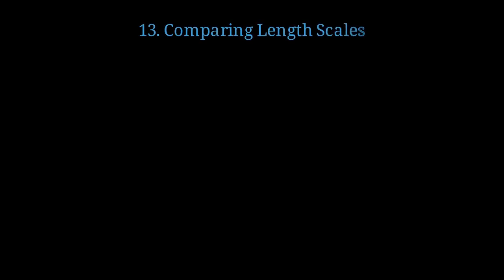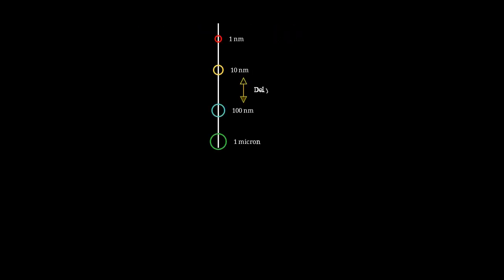Let's compare the relevant length scales to understand when these effects matter. The Debye length typically falls between 1 and 100 nanometers, depending on ionic strength. When channel diameter is in this range, surface effects dominate.